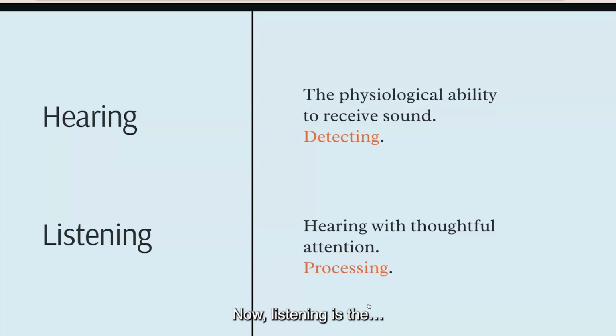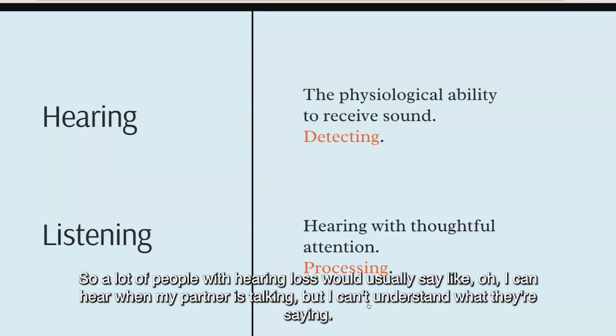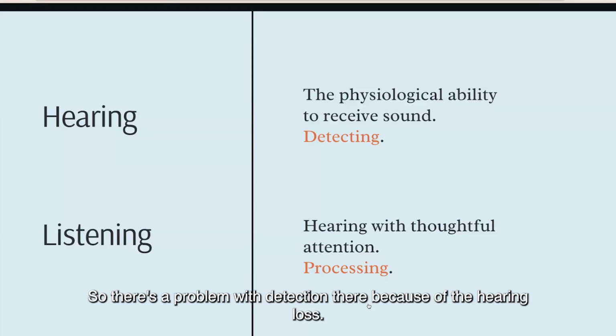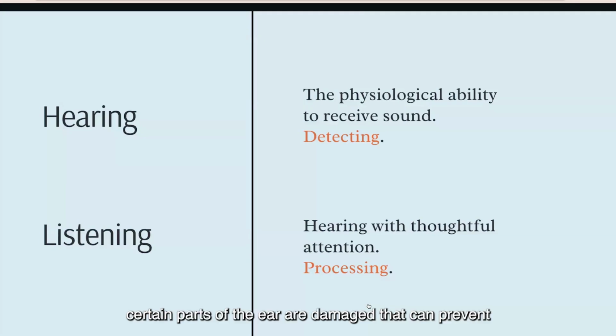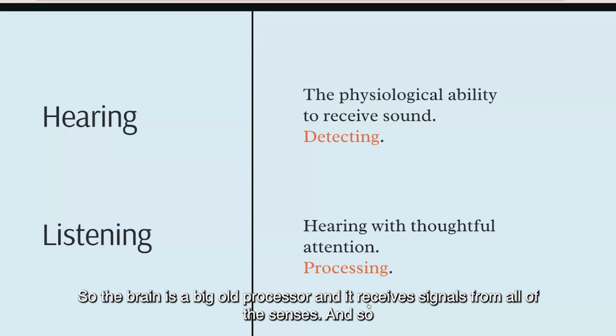Now, listening is hearing with thoughtful attention and processing. A lot of people with hearing loss would usually say, "Oh, I can hear when my partner is talking, but I can't understand what they're saying." So there's a problem with detection there because of the hearing loss. Certain parts of the ear are damaged that can prevent all of that signal from going to the brain, where the listening happens. So the brain is a big old processor, and it receives signals from all of the senses.